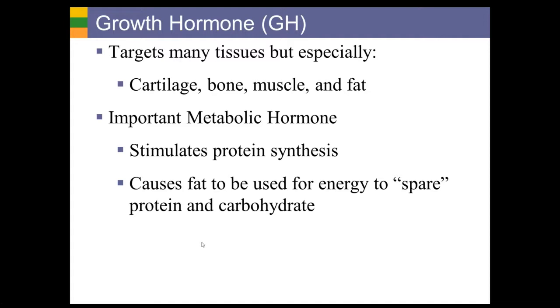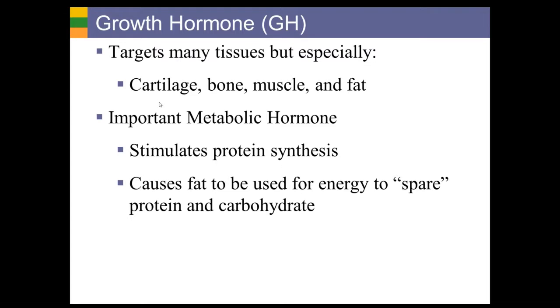Well, growth hormone targets many tissues all over the body. Where they have their most conspicuous or most obvious effect is on cartilage, bone, muscle, and fat. In particular, bone and muscle. Your increase in height, the increase in the length of your arms and legs, was primarily due to the increase in the lengths of your bones, and then all the other tissues that were associated with that.